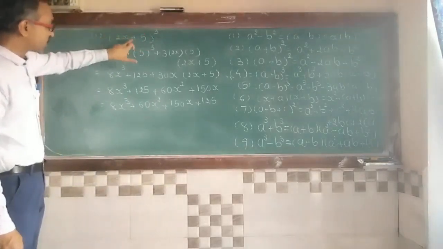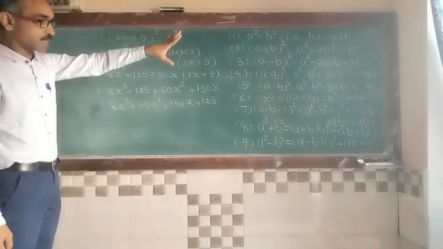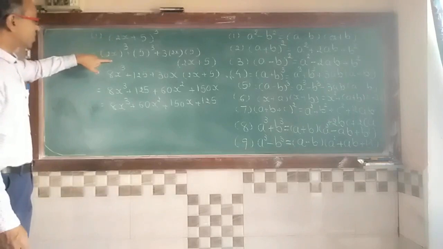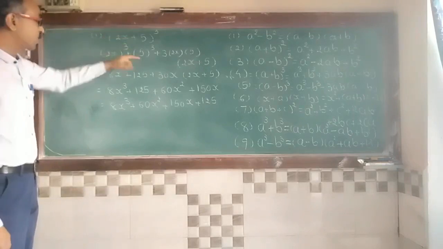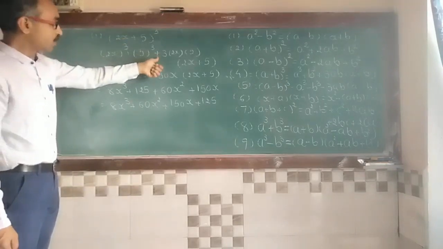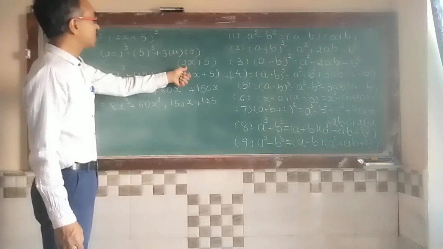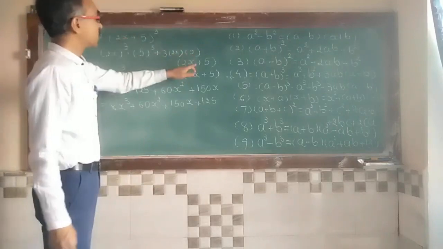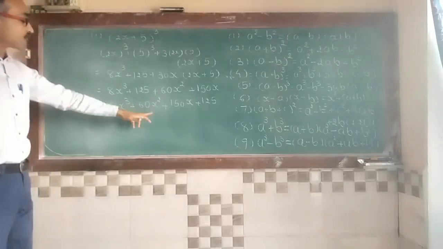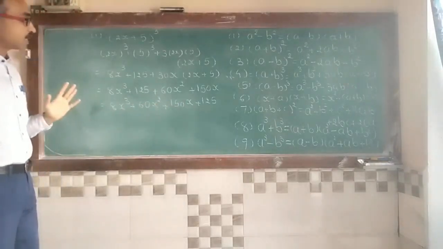Our formula is a plus b whole raised to cube. The answer is a cube plus b cube plus 3ab into a plus b. So here a is equal to 2x and b is equal to 5. So 2x whole raised to cube plus 5 raised to cube plus 3ab, that means a is 2x, b is 5, into a plus b, again 2x plus 5, multiply it. So the answer is 8x cube plus 60x square plus 150x plus 125.